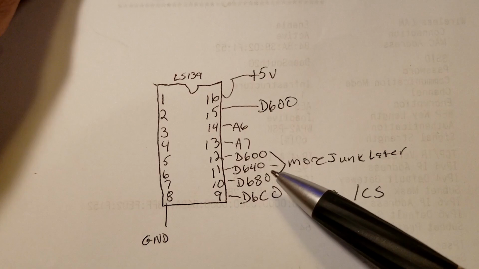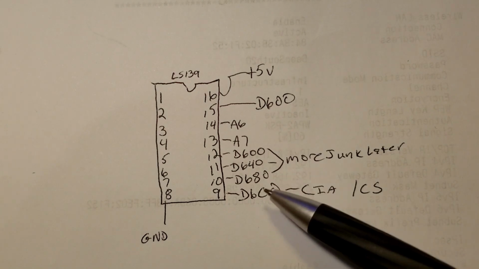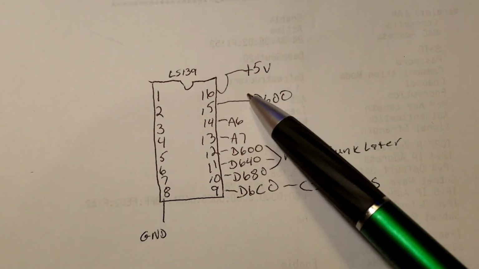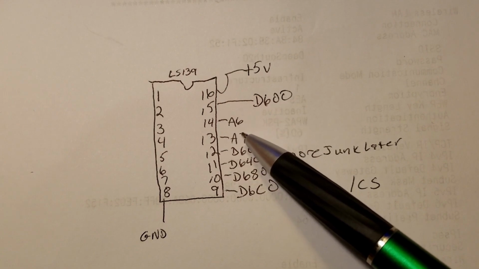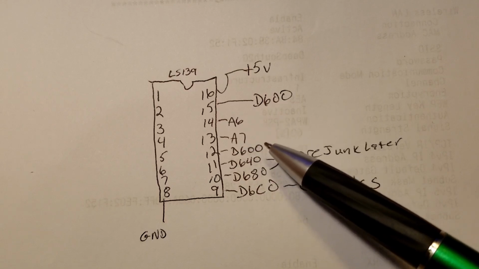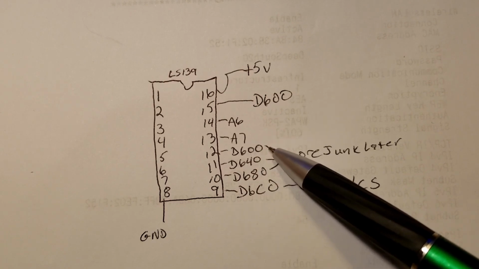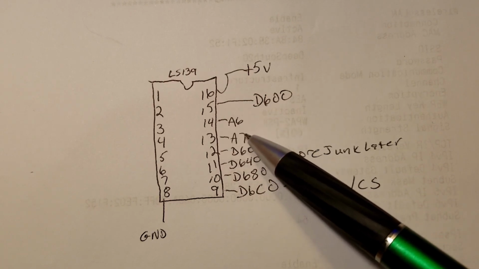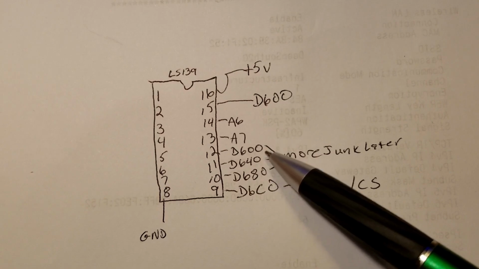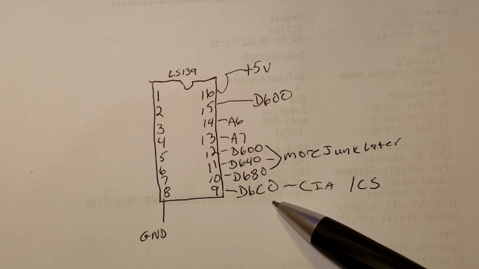It's just another 139, just like the two that are on here, the one that's originally in your machine. We take the D600 line out of this board, come into pin 15 with it, and then bring address lines 6 and 7 from the cart in on pins 14 and 13, and that will give us four new address ranges to play with. D600 just gets passed through if A6 and A7 are low. When A6 comes high, you'll get D640. When A7 comes high, you'll get D680. And when they both come high, you'll get an output low for D6C0.